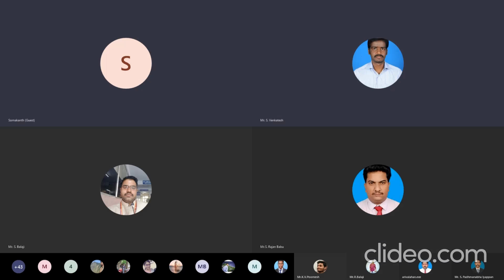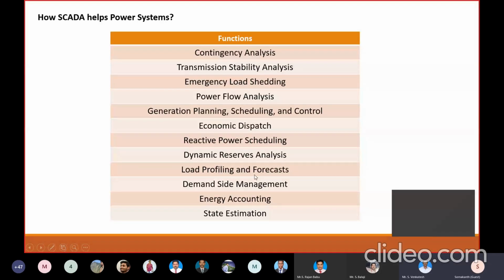So these are all our software modules. The main things are power factor, frequency, kilowatt, current, voltage. These are the basic parameters, which will be plotted against time. From those plots, we can get various results. So we can get the various analyses through SCADA.